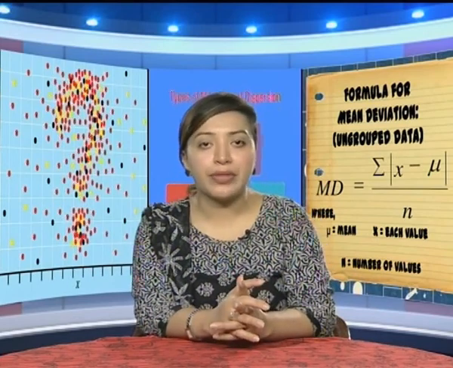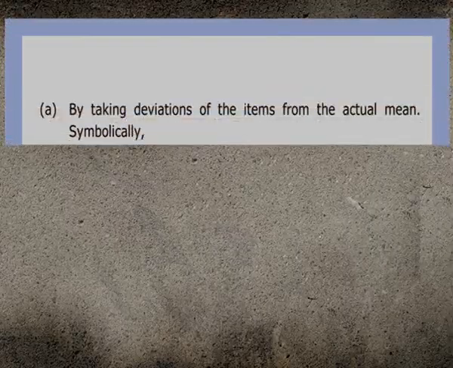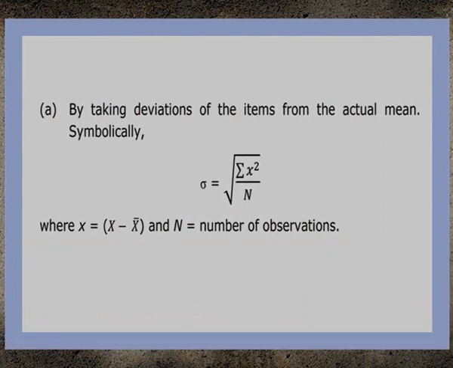Standard deviation can be computed by applying any one of the following two methods. First, by taking deviations of the items from the actual mean. Symbolically, sigma is equal to the square root of sigma x squared divided by n, where x is equal to X minus X bar and n is the number of observations.